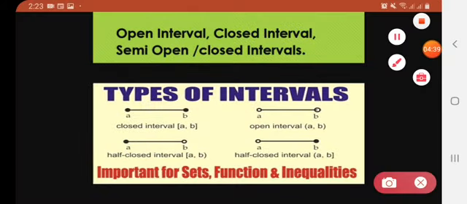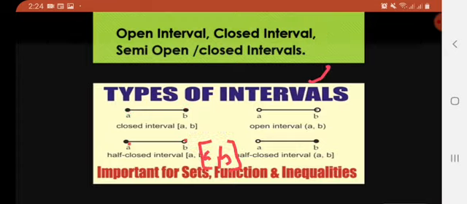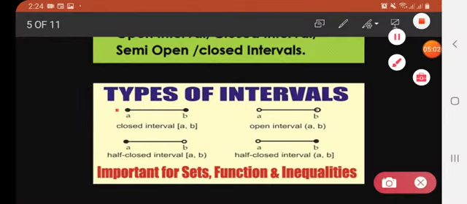Okay, now open interval, closed interval, semi-open or semi-closed intervals. Very simple and easy method, easy concept. Look at this. Here you can see both the dots are filled, so it means it is a closed interval, and the brackets used for a closed interval are these, [a, b]. What is the meaning of this? It means that all the values including a and b are there in this interval, right?